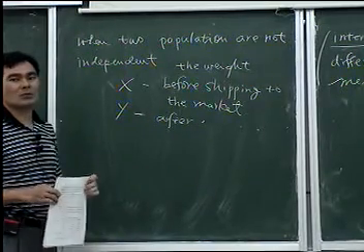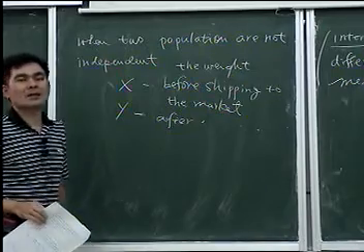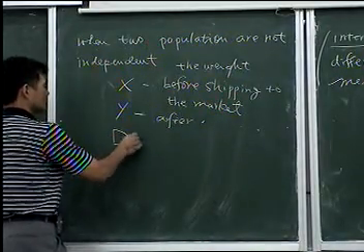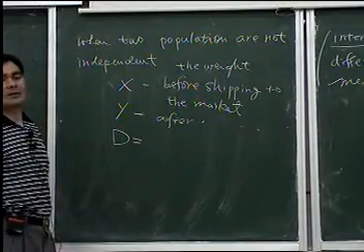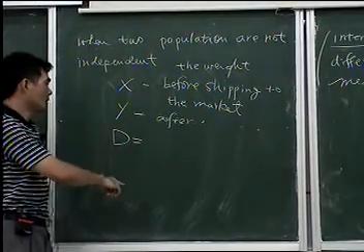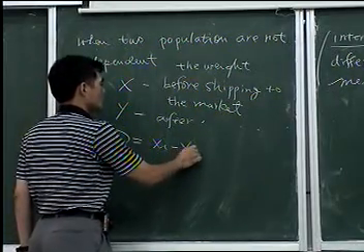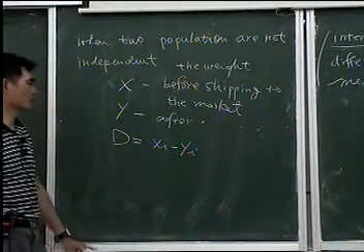In this case, what we do is that we get a new variable. What's the new variable? The new variable is d. Okay? d means difference, okay? And what's the difference? xi minus yi. Okay? So this is the difference.